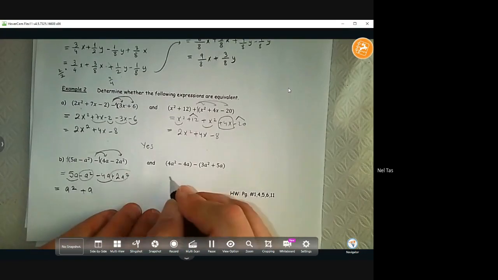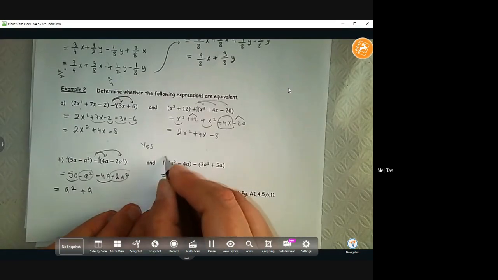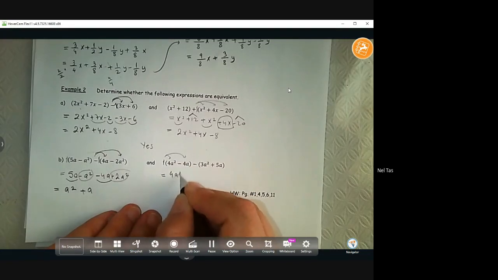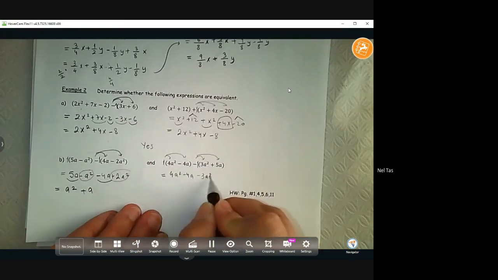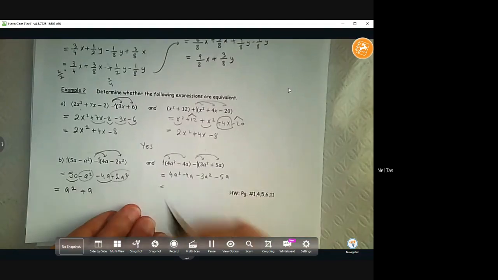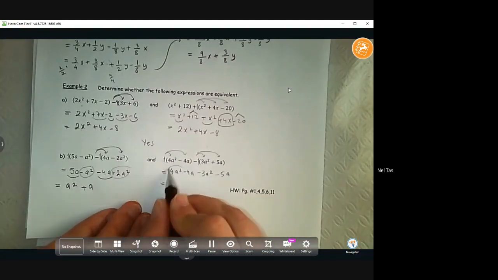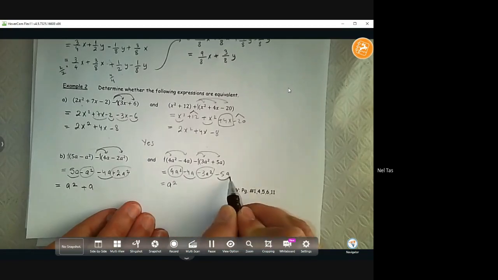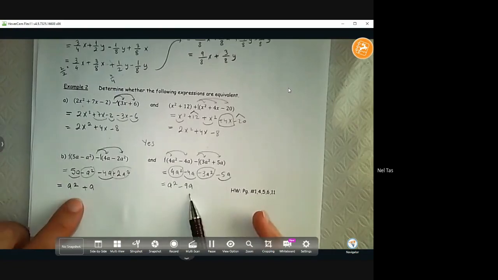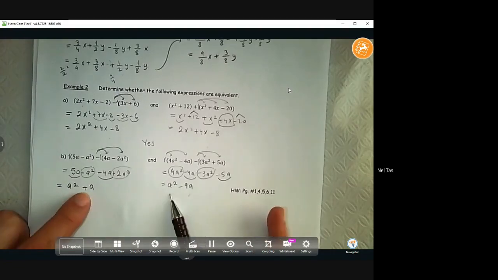Let's simplify the second expression. So we have positive 1 here. So 4a squared minus 4a. And we have negative 1 in front of the second bracket. Distribute, negative 3a squared minus 5a. Collect like terms. So 4a squared minus 3a squared gives you 1a squared. Negative 4a minus 5a, negative 9a. Now compare these two expressions. One is a squared plus a, the other one is a squared minus 9a. So they are not equivalent.